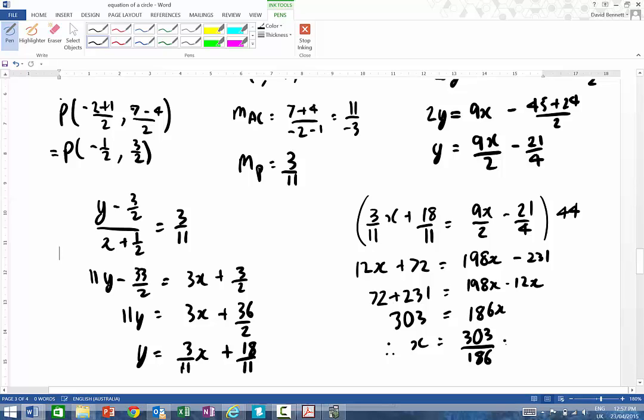And then what you need to do is substitute that x value into one of the equations to find the y coordinate. This is certainly not a very nice equation, but you get the idea of what to do here.